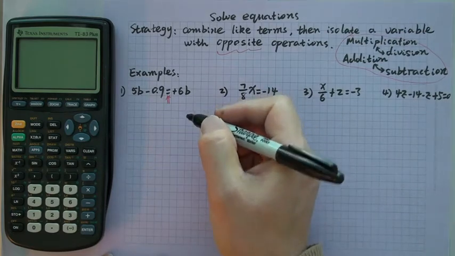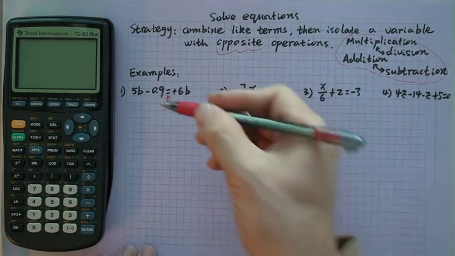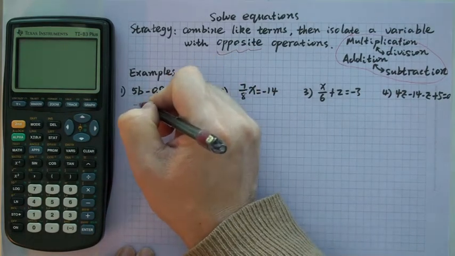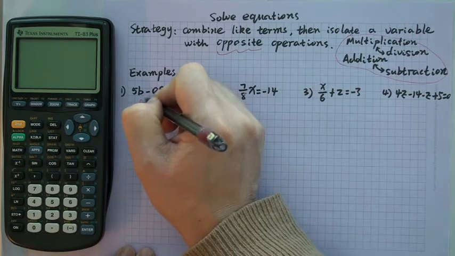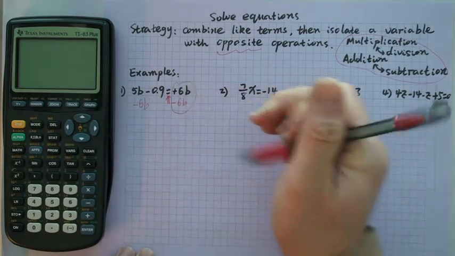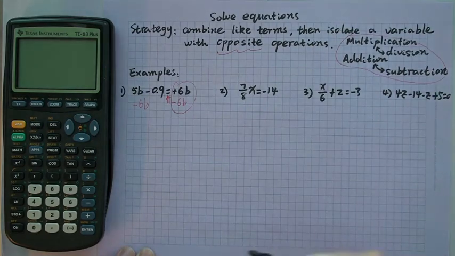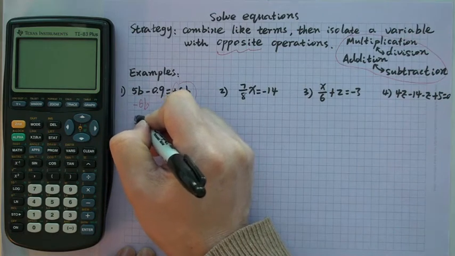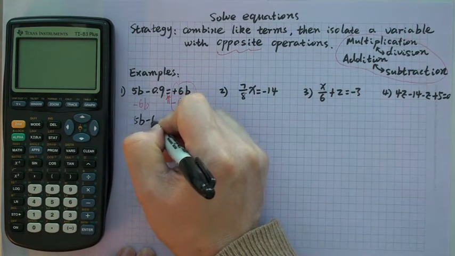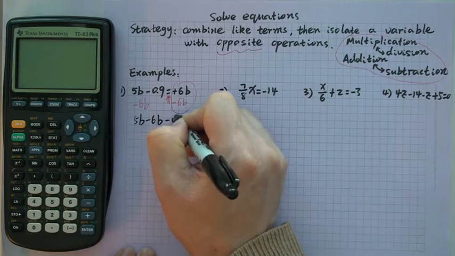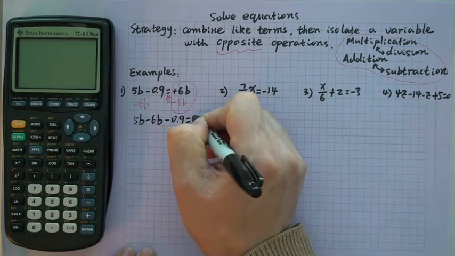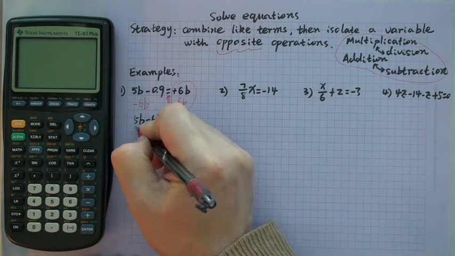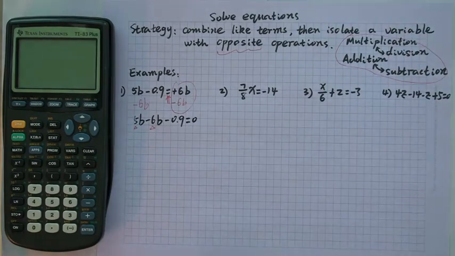So what you want to do is subtract 6b on both sides. Then those two cancel: positive and negative 6b cancel. And then you have 5b minus 6b minus 0.9 equals 0. Now you are ready to combine.